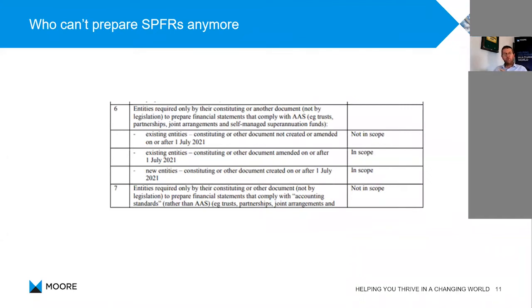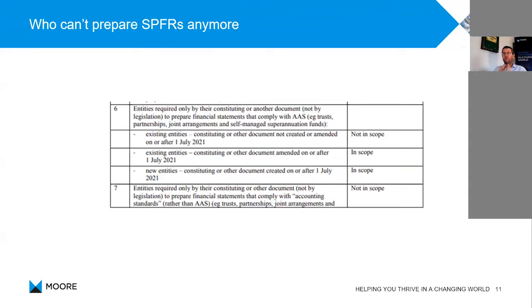And this group of people in group 6 are also ones that there's been a great deal of confusion around. You'll notice there that it says entities required only by their constituting or other document to prepare financial statements that comply with Australian accounting standards. That's what AAS stands for. So that includes trusts, partnerships, joint arrangements, and even self-managed superannuation funds. That's a significant change there.